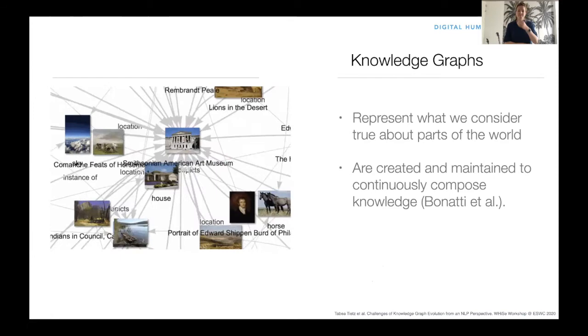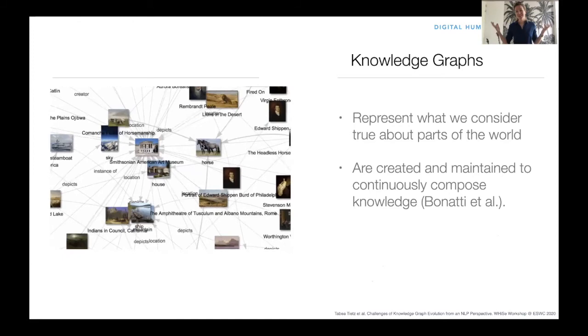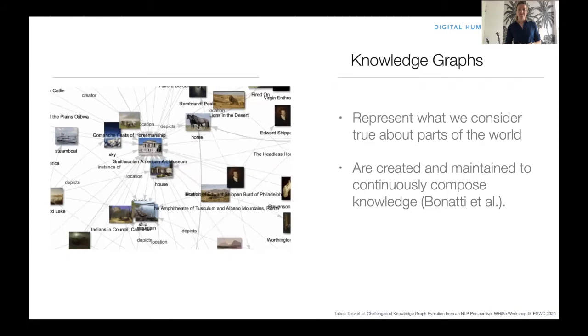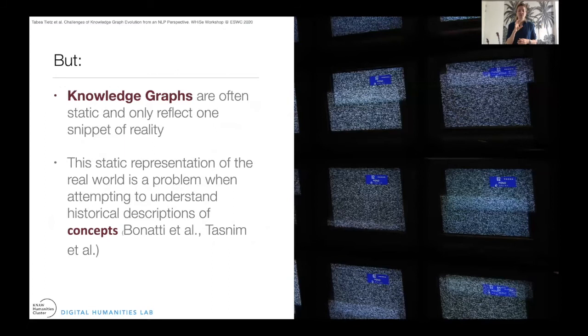So a knowledge graph is one of these networks of things, and it represents what we consider true about parts of the world, because we can't model the entire world. And they're created and maintained continuously by all sorts of people. But there are definitely some challenges because they're often static. So they're snapshots of the world.